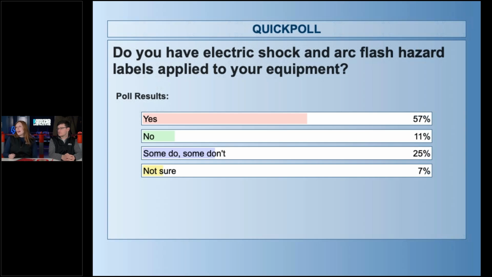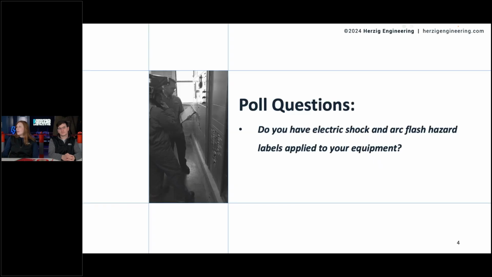And for those of you who say not sure, next time you're walking around your facility, just take a look. It's pretty clear whether they're on there or not, and we'll show you what those can look like. All right, so let's get back to this second poll.